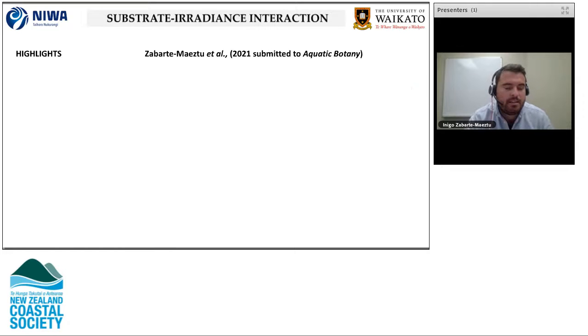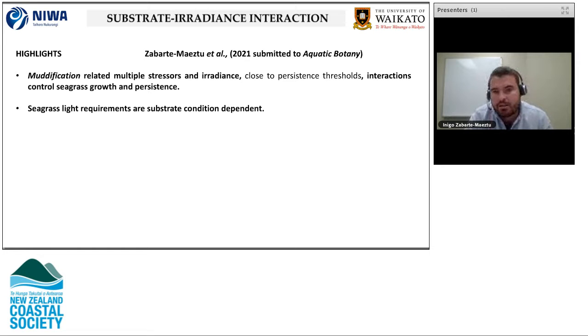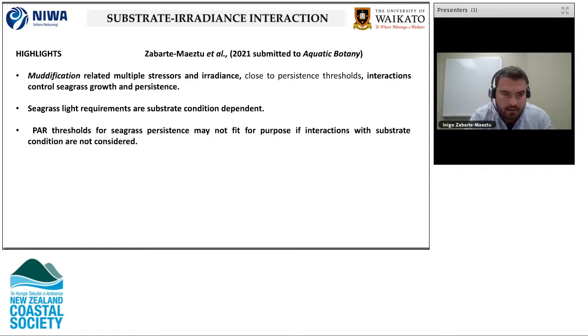The main highlights for this study are that modification-related multiple stressors and irradiance, when this is close to the persistence threshold, interact to control seagrass growth and persistence. The seagrass light requirements are substrate condition dependent, which is a very key result. And photosynthetically available radiation thresholds for seagrass persistence may not be fit for purpose if interactions with substrate condition are not considered.